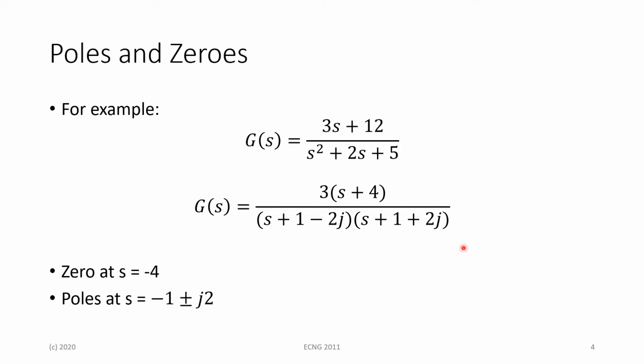And because these are considered roots, and the numerator are zeros and the denominator are poles, the zero of the entire G(s) system would be at s equal to negative 4. So we say s plus 4 is equal to 0, and then we find out what the value of s is. And the poles, in this case, are going to be minus 1 plus or minus 2j.